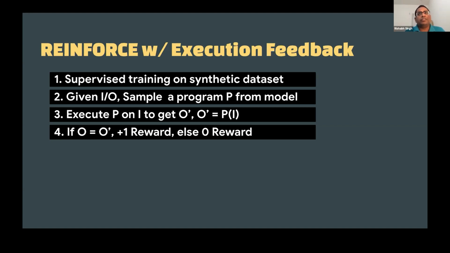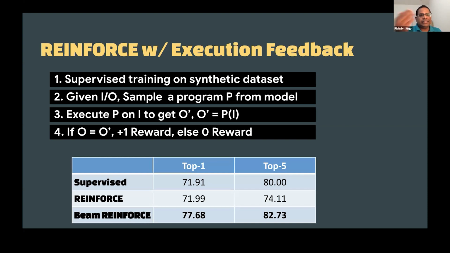So this is a simple way of adding program semantics to the search, to say it's okay to generate another program different from what the training dataset has, as long as it produces the right output. And by adding this additional reward mechanism, we saw that the model is able to solve more tasks and sees an improvement of 5 to 6% on the test set.